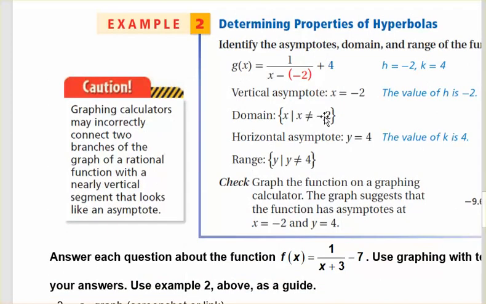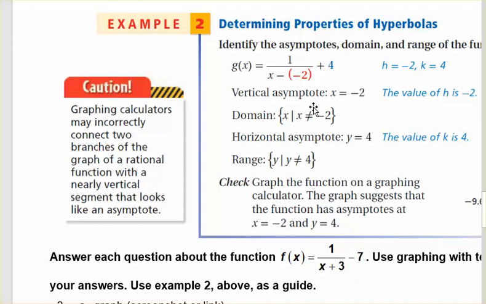There are some other things to talk about, like domain and range. The domain will have something that you cannot let it be equal to. The vertical asymptote is what the domain cannot be equal to. And the horizontal asymptote will tell you what the range cannot be equal to.